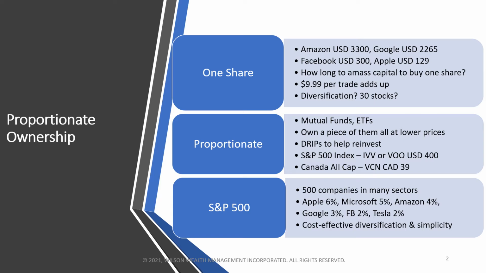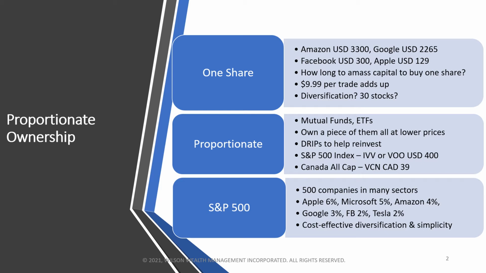And that's where we move to the proportionate investing that comes with mutual funds or exchange traded funds. You buy one investment, but you own a piece of many different companies. You also use dividend reinvestment plans to help reinvest dividend income or capital gains that you are allocated.